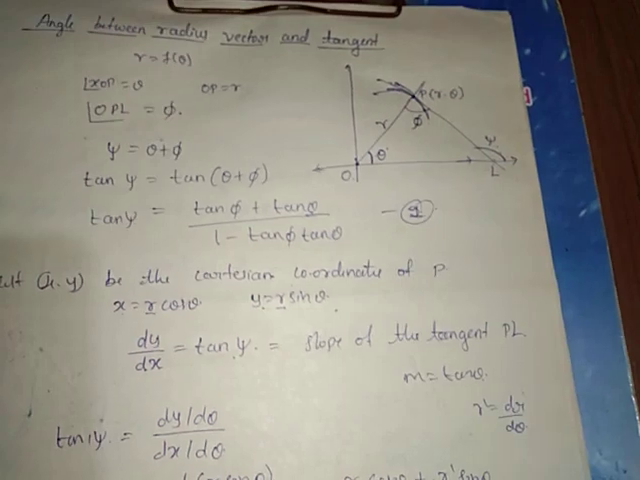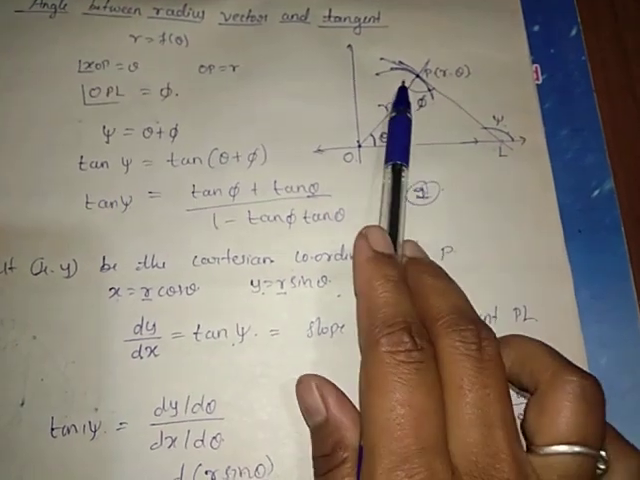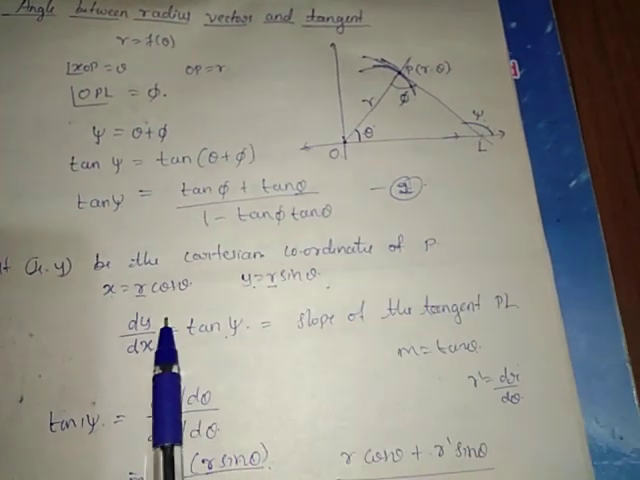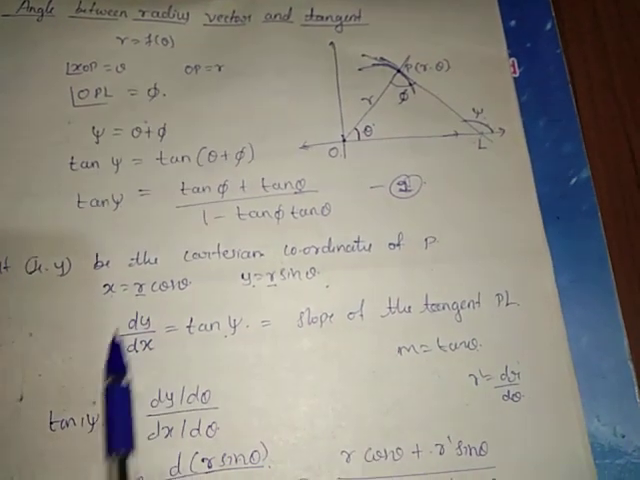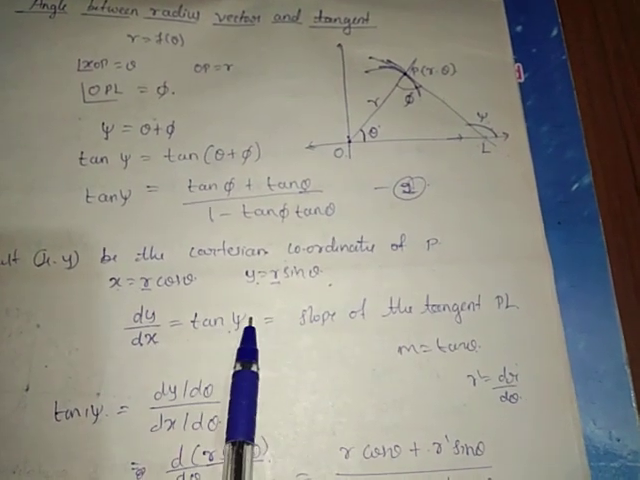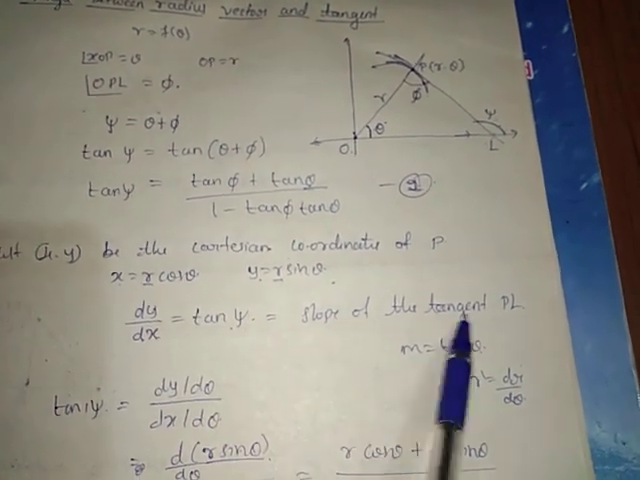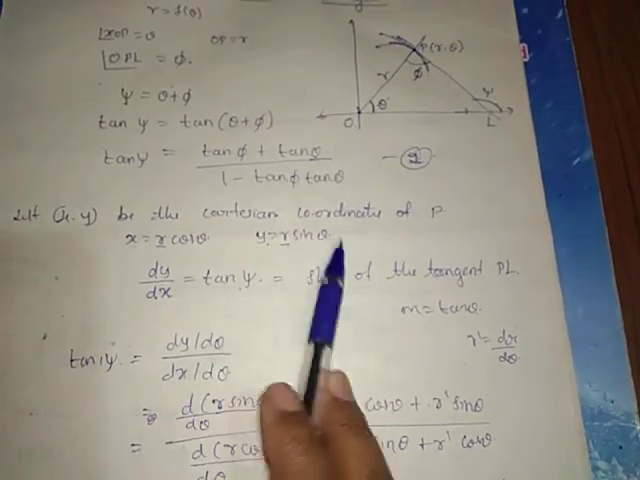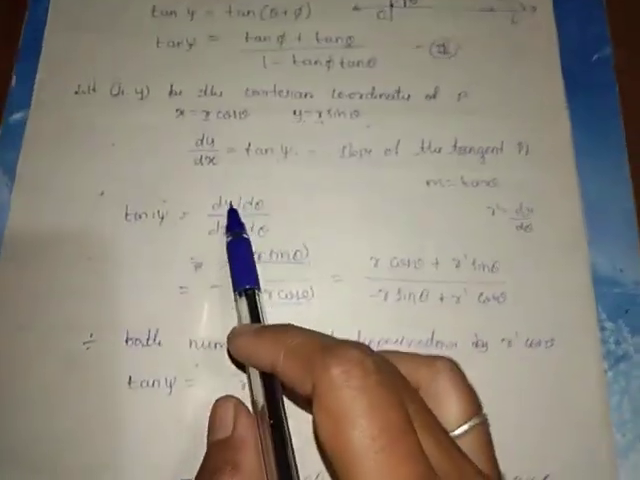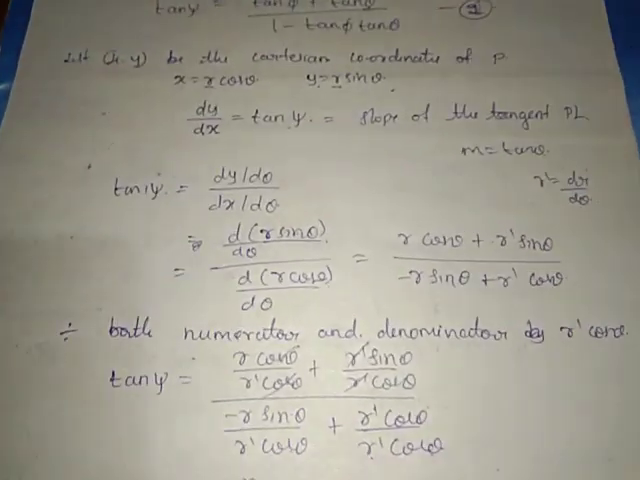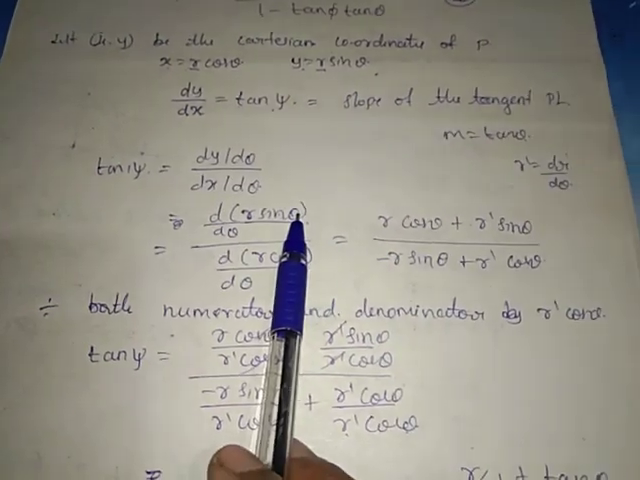Now we know that the slope of the tangent is nothing but tan xi, and the derivative of y with respect to x is also the slope of the tangent. So dy by dx equals tan xi equals the slope of the tangent PL. From the parametric forms, dy by dx is dy by d theta divided by dx by d theta. Here y equals r sin theta, x equals r cos theta.